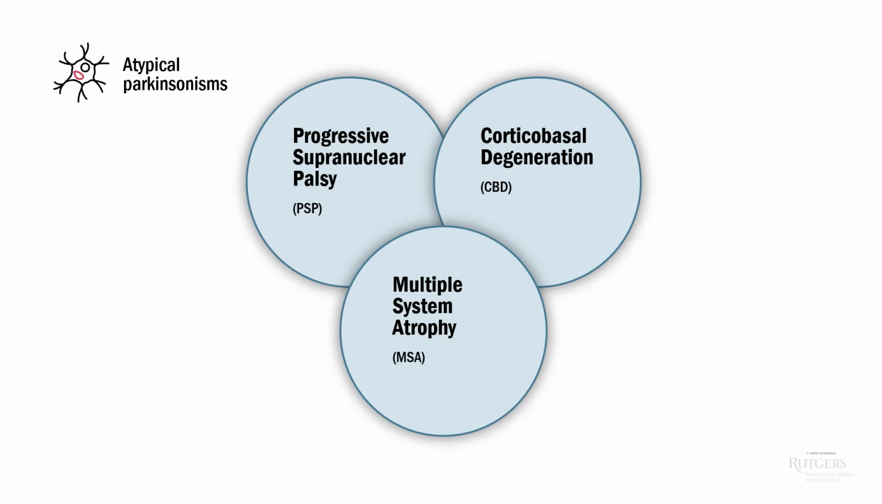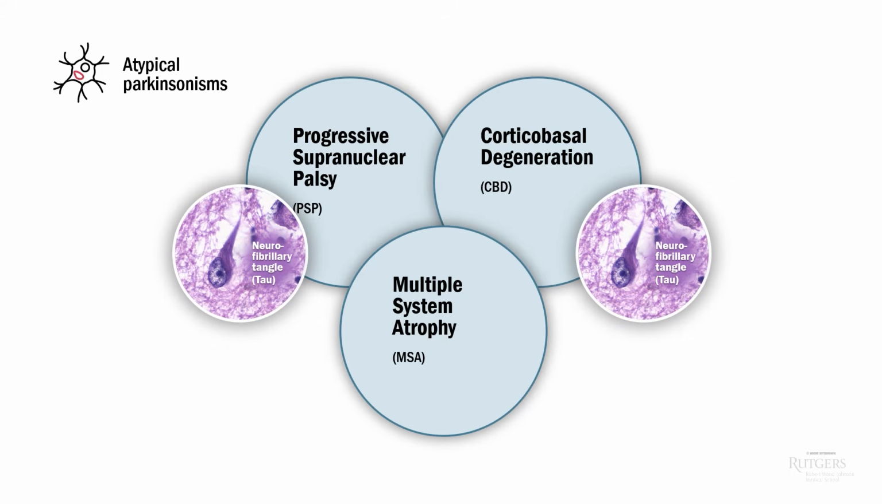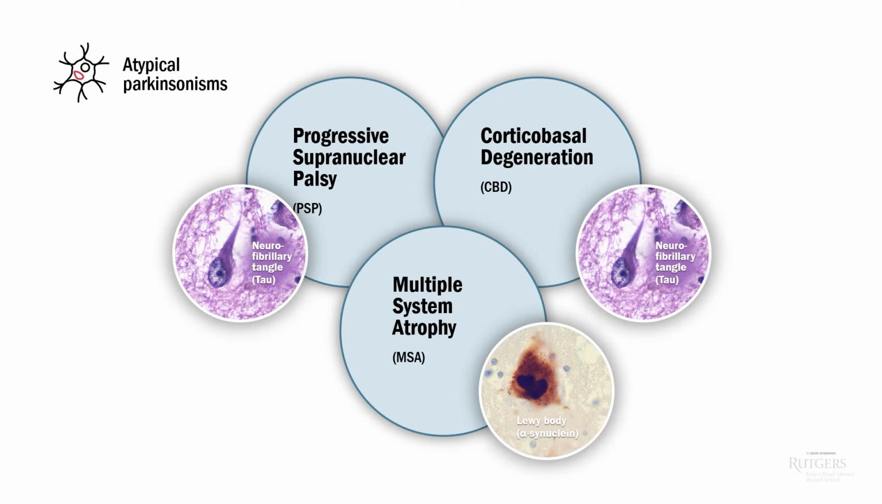For example, progressive supranuclear palsy and corticobasal degeneration are tauopathies. They're characterized by deposition of tau in neurofibrillary tangles. Multiple system atrophy is caused by deposition of misfolded alpha-synuclein, not tau. So the clinical picture is defined by which areas of the brain degenerate early and most prominently, and not necessarily by the type of protein that's damaging them.